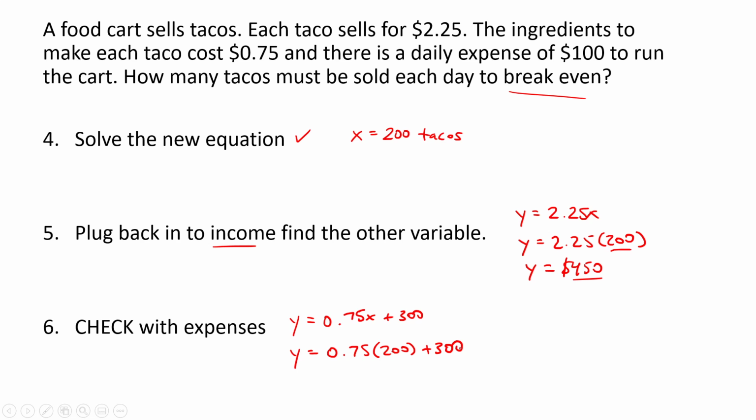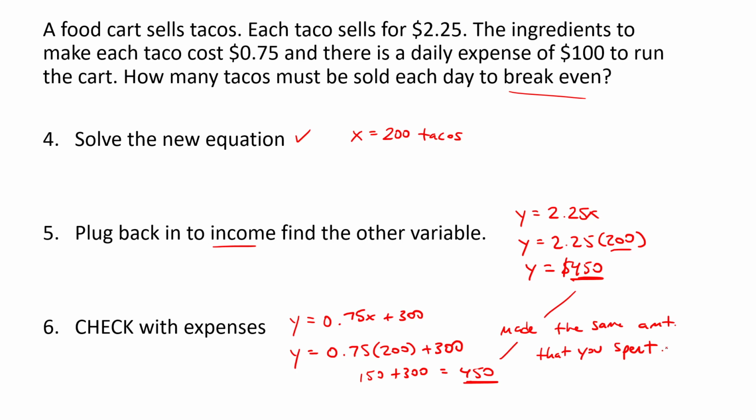And just give me a minute to punch that in my calculator to be sure. And yeah, that's going to work out. Okay, if you do this, you end up getting 150 plus 300 equals 450, right? And so what happened, again, is you made the same amount that you spent. AKA, you broke even. And so you know you've got the right answer.